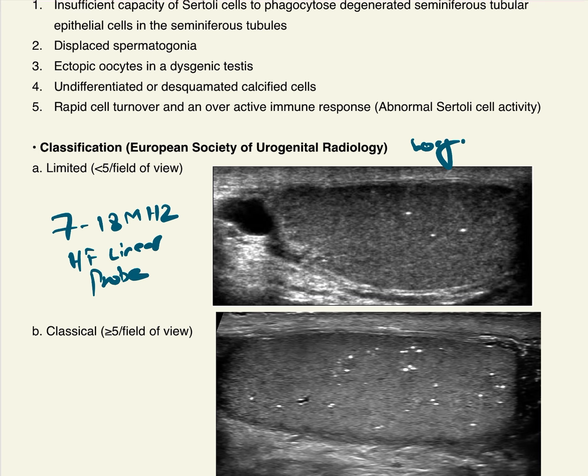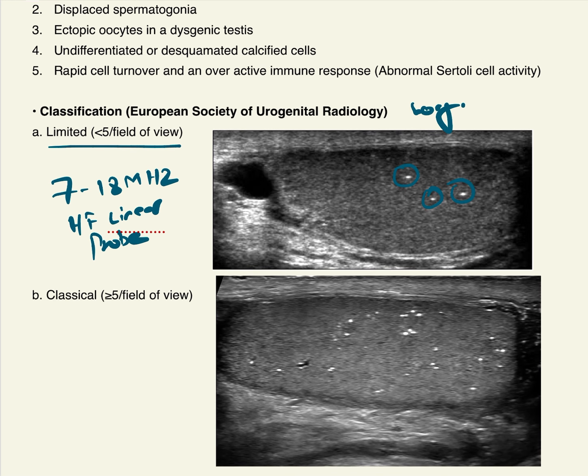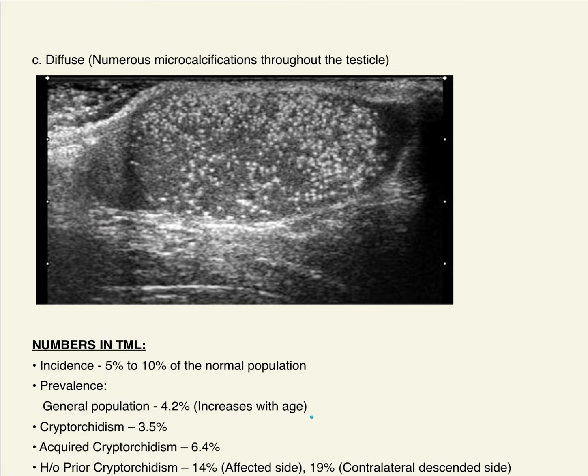The first is the limited variant, where there are less than 5 microcalcifications in a field of view, like here you can see 1, 2 and 3. Second is the classical variant, where you can see more than 5 in a field. Here you can see more than 5 obviously. Third is the diffuse variant, where the testicular parenchyma, where I am sketching it around, is studded with numerous microcalcifications throughout the parenchyma.